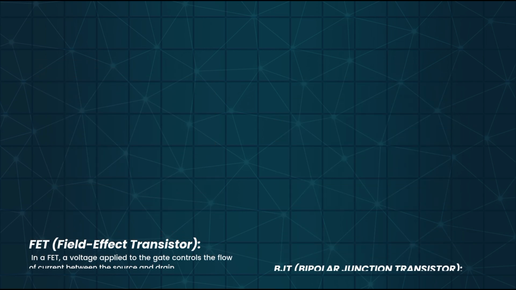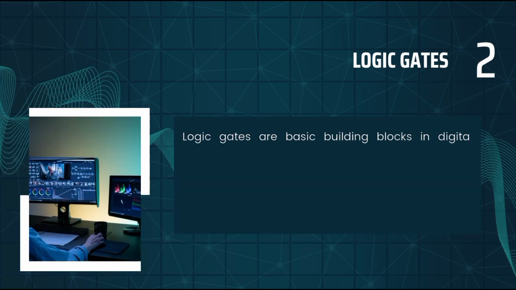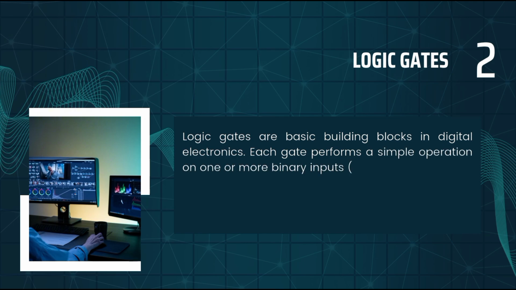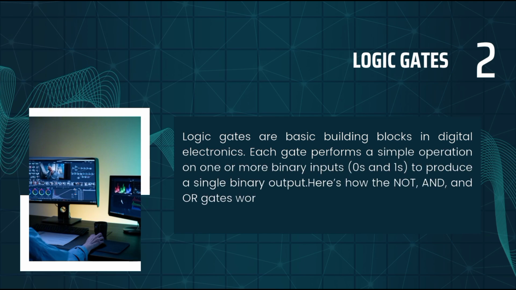Logic gates are basic building blocks of digital circuits. They perform logical operations based on one or more binary inputs to produce a single output. Below are the explanations of three fundamental logic gates: NOT, AND, and OR.